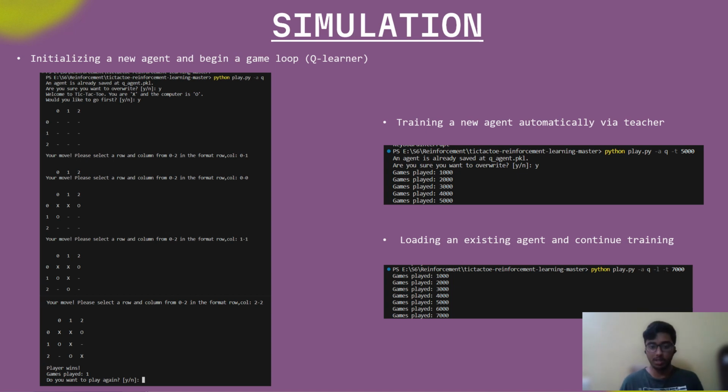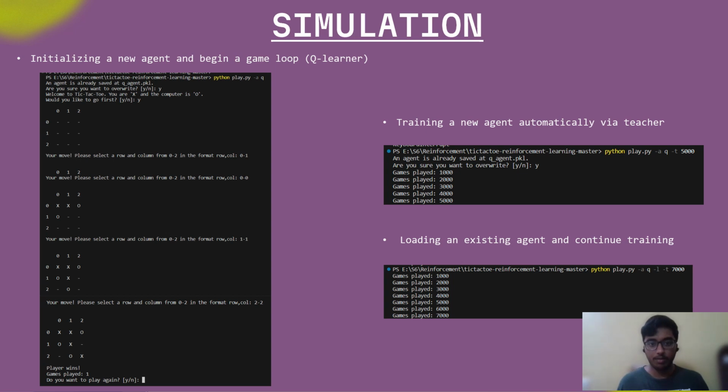This is basically a simulation run where we run the game. In the image on the left, you can see that we are initializing a new agent and starting a game loop. The human plays with the agent, and by that we are training the agent. In the images, you can see that we are assigning a teacher, that is the first image on the right, and the second image is loading an existing agent and continuing its training, giving it more training loops.